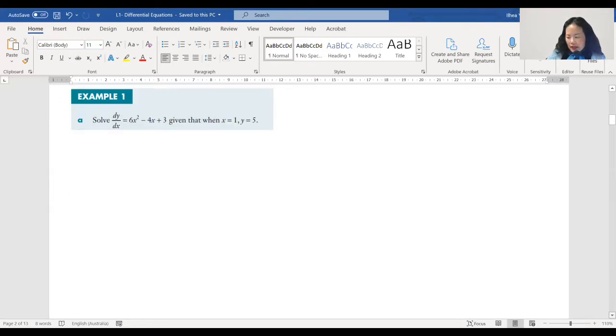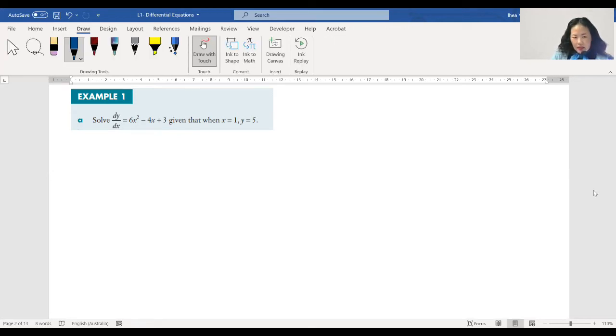Solve. Okay, now when it says solve, it means just find the original function. That's all. So what we have to do is integration, right? So dy dx, and I'm going to find y equals the integration of 6x squared minus 4x plus 3. Now, while you're watching it, you could do it as well in your book.